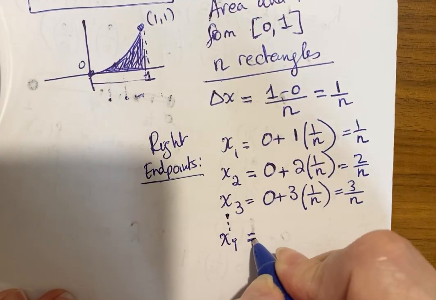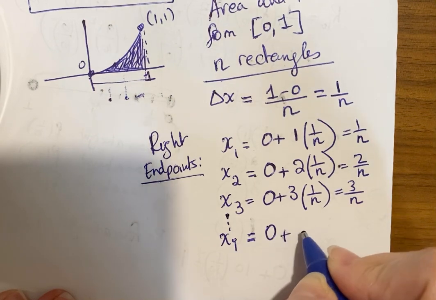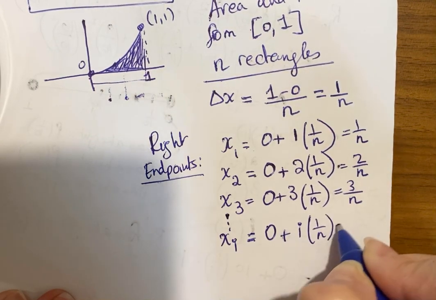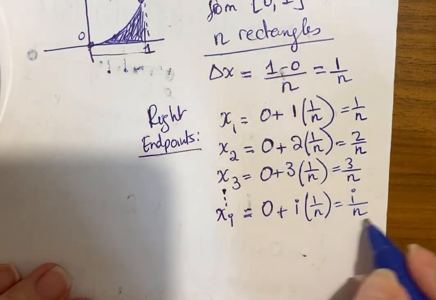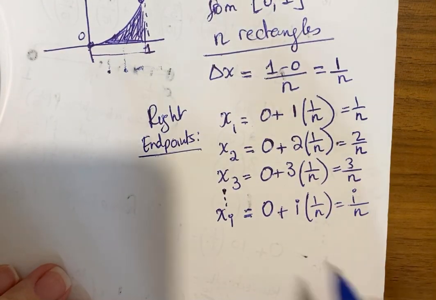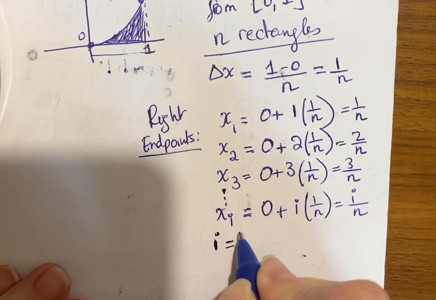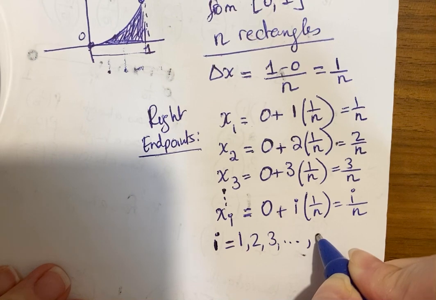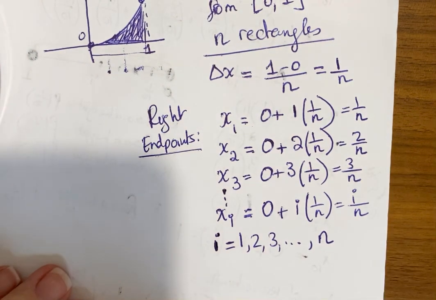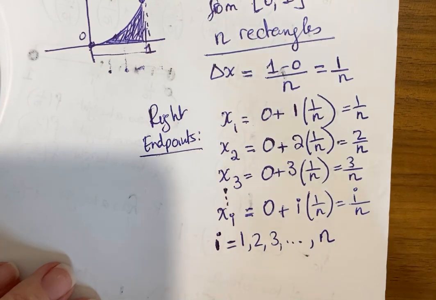So what is the ith endpoint? The ith endpoint will be 0 plus i widths, which means I get what? i over n. Till when do I keep doing this? I keep doing this from 1, then 2, then 3, till I reach how many rectangles should I get? How many endpoints? How many right endpoints should I get? n right endpoints. So I do this from 1 to n. The right endpoints do not give me the heights.